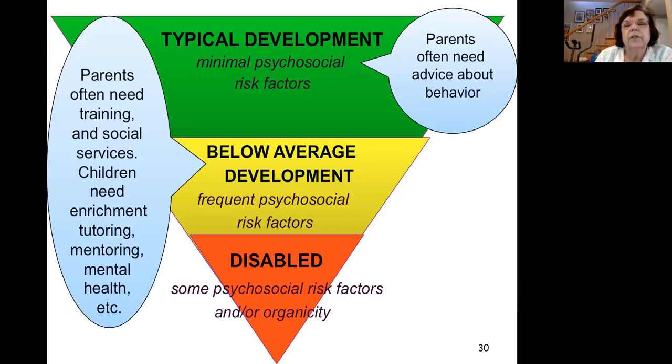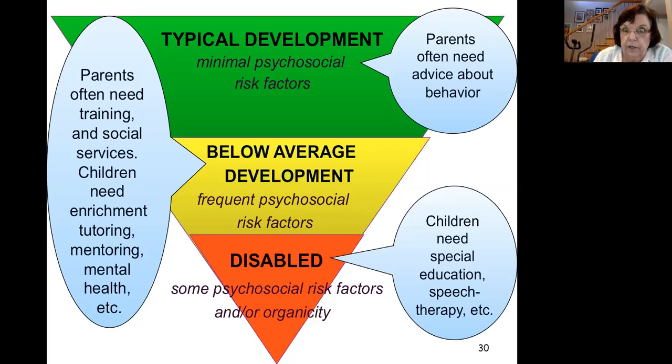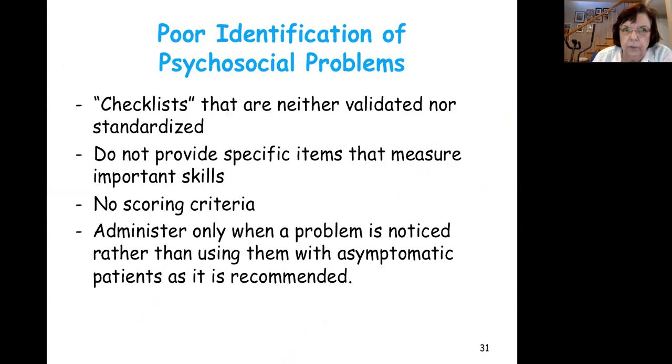Those children, though, that are having some slowdowns or have some psychosocial risk factors, parents might need some training or social services. Children might need some enrichment, tutoring, mentoring, etc. And then this smaller part of the triangle, those children who have some psychosocial risk factors and maybe some organic issues that are going on, they will need some special education, speech therapy, etc. So it's in that realm that we're looking to provide that support through the developmental screening.